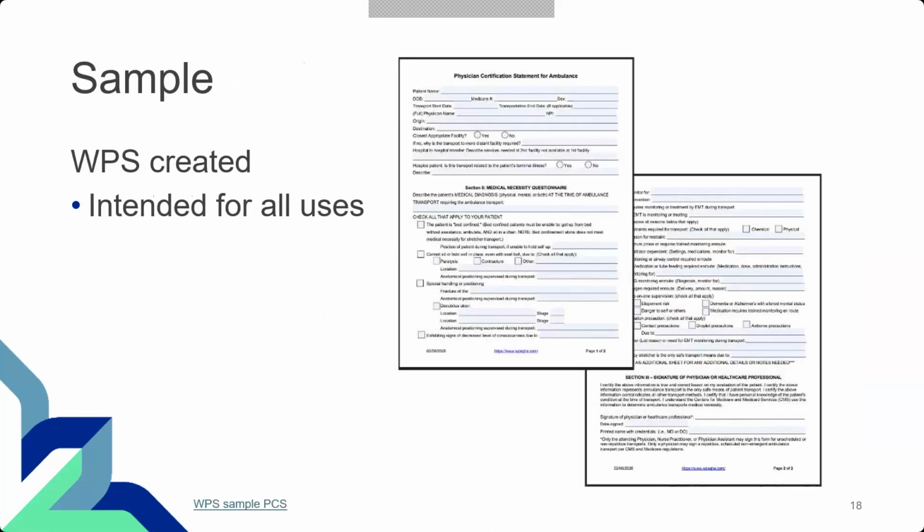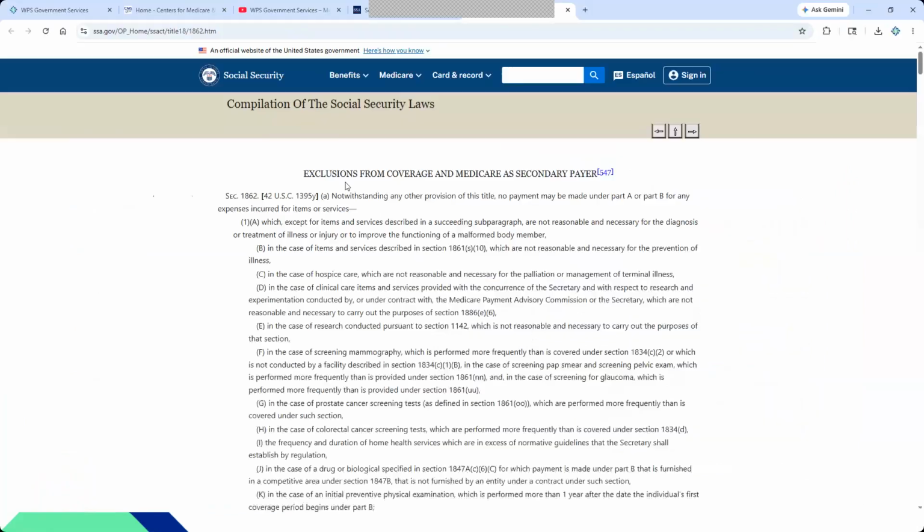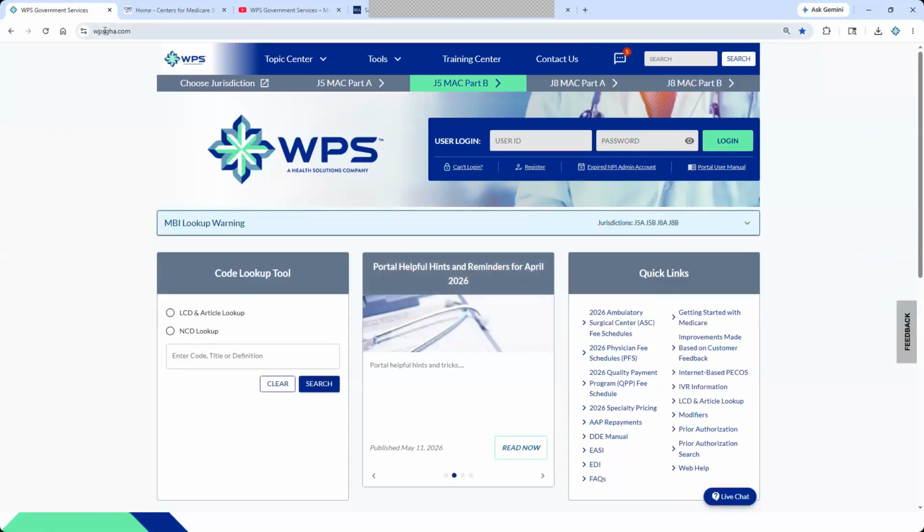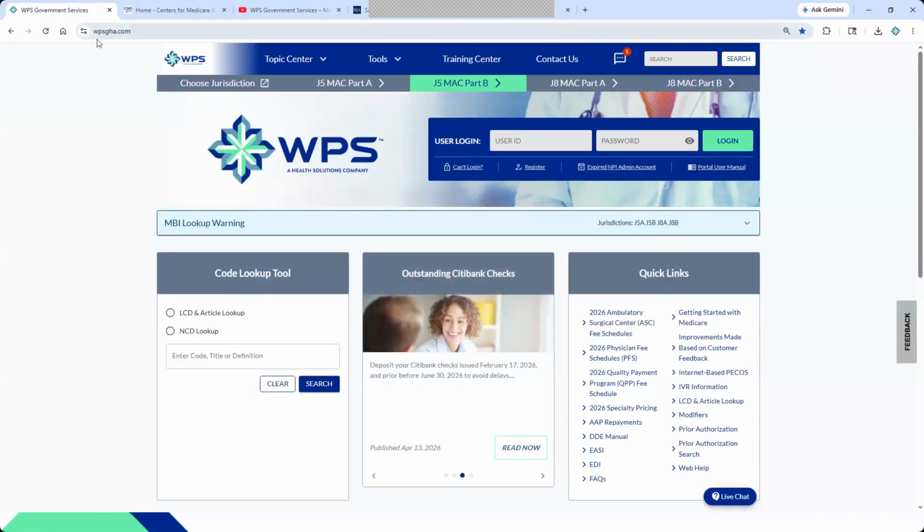I'm going to bring this one up and then I'm going to switch for a second here. I'm going to go to the website for y'all. Okay, so the website that we're going to go to this time is the WPS GHA website. It's WPSGHA.com, and we're going to talk about a sample form.